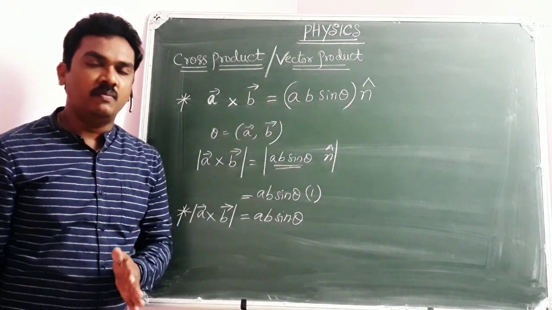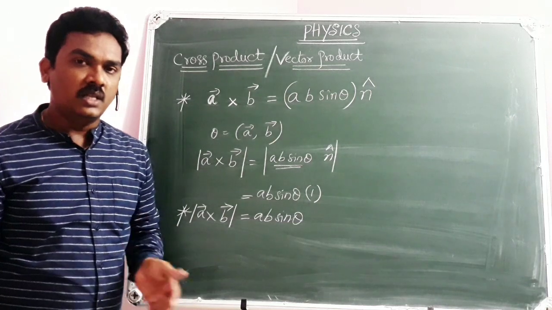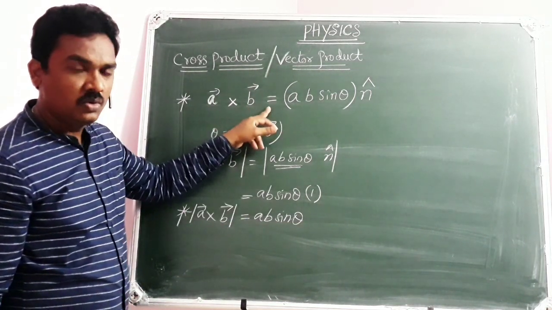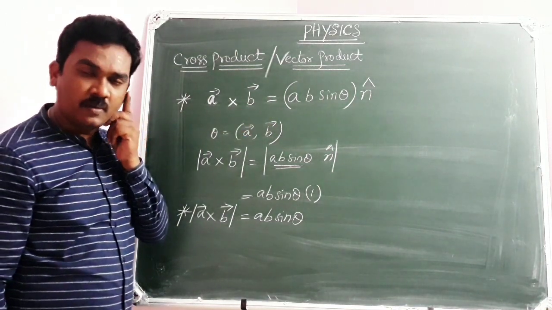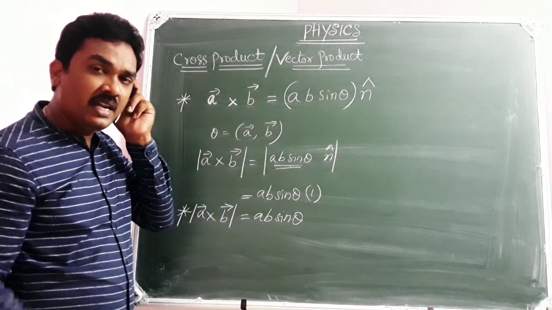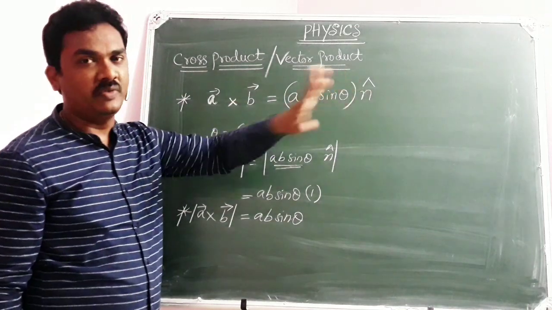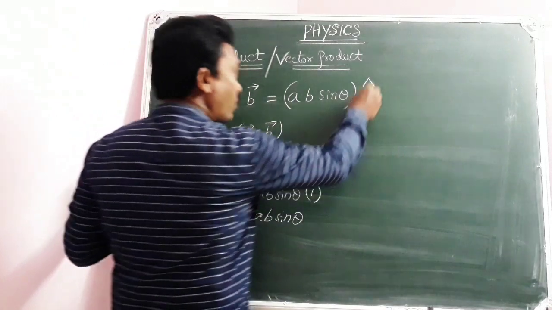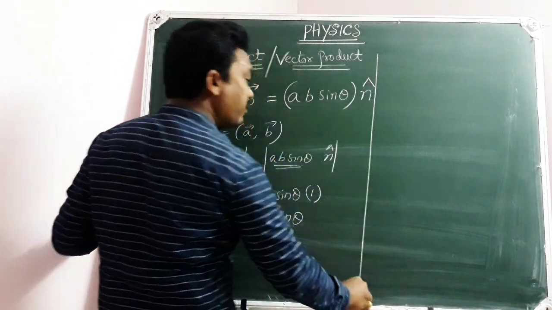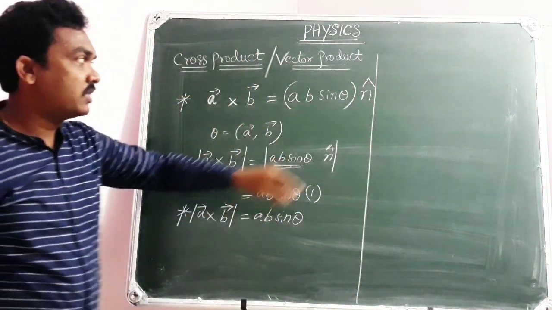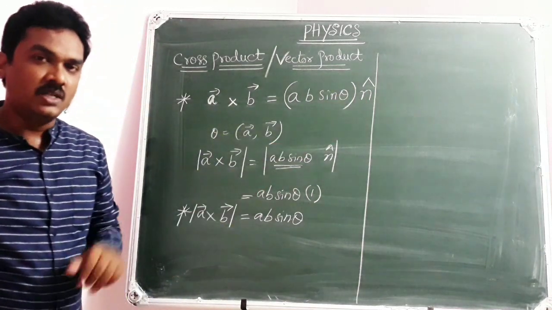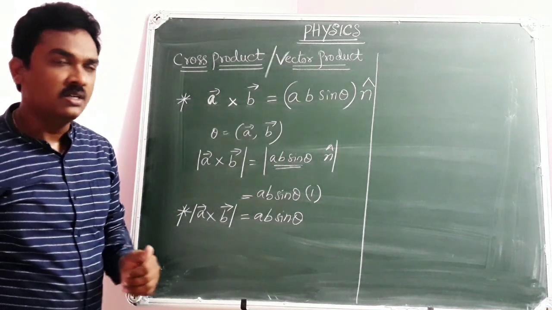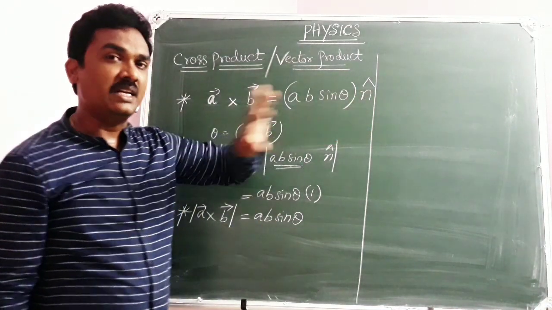So I am concluding. A bar and b bar are two vectors. Their cross product is defined as a bar cross b bar equals a b sine theta into n cap, where n cap is a unit vector. Unit vector means its magnitude is equal to 1. But at the same time, you should specify the direction of this unit vector, because a unit vector has magnitude 1 and should have a specific direction. Then what is the direction of this n cap?